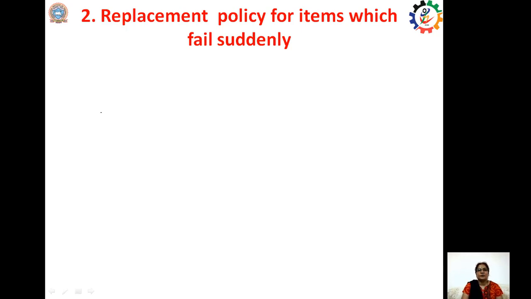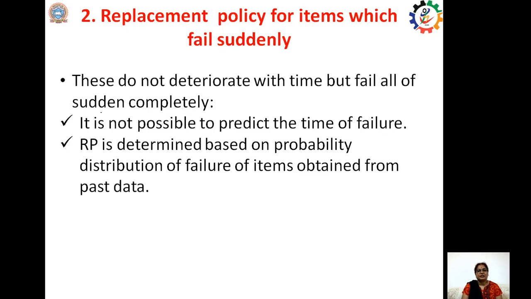Let us move on to replacement policy for items which fail suddenly, for example bulbs, resistors, ICs, etc. They do not deteriorate with time. Over a period of time, if efficiency decreases, you can make out, for example with your vehicle, if the mileage keeps decreasing, you can make out it needs to be serviced. But these items do not give any indication.